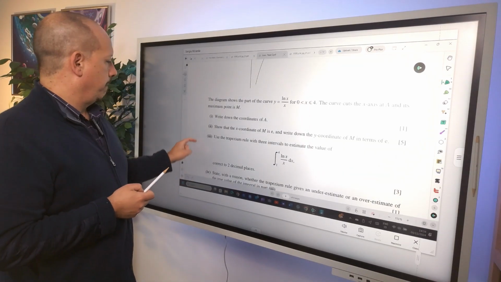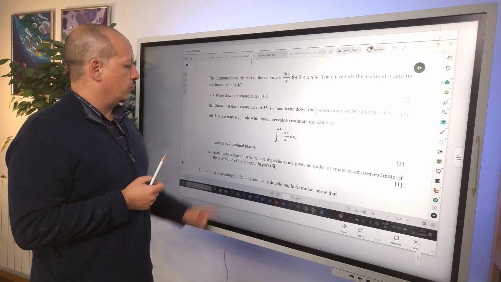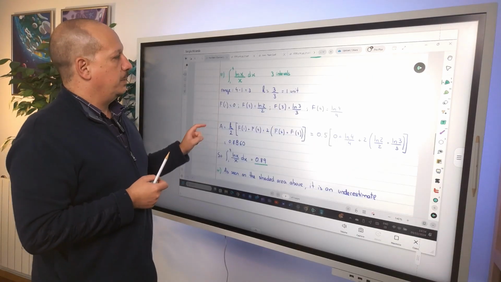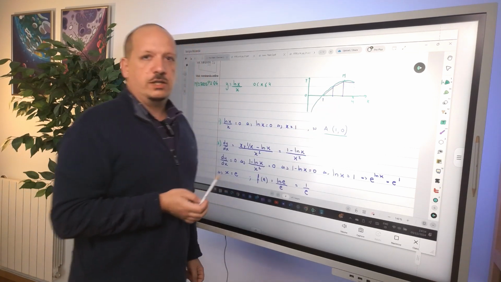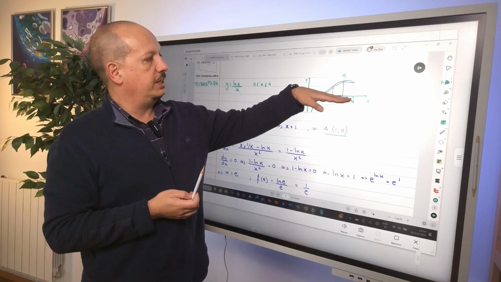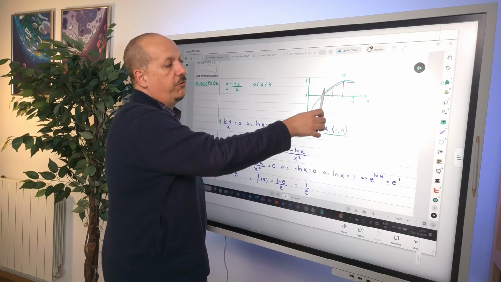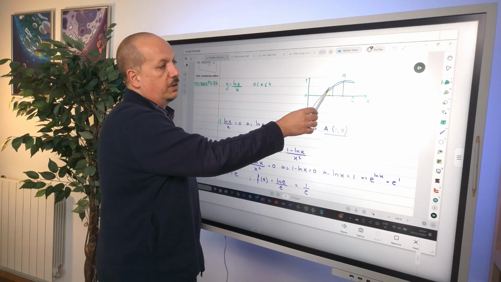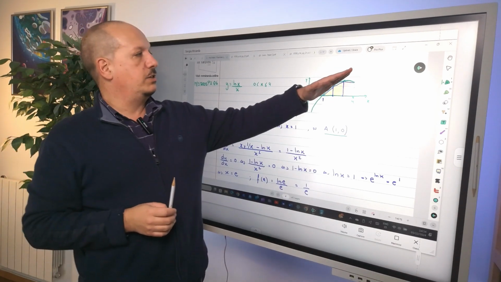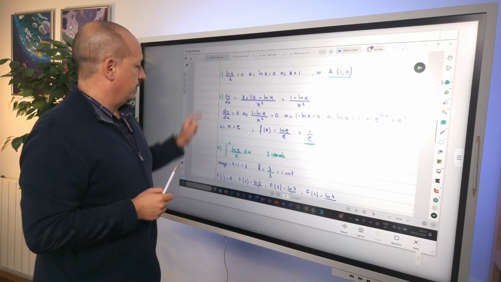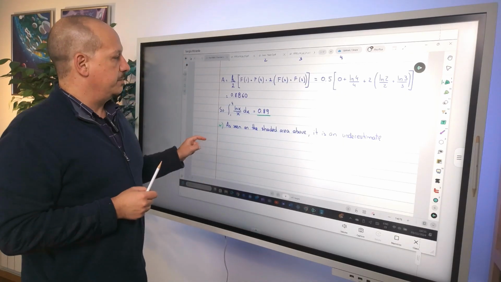Finally, state with a reason whether the trapezium rule gives an underestimate or an overestimate of the true value of the integral. Just by looking at the function and the trapeziums that you could write between the function and the x-axis, you'll see that the area that you just calculated is an underestimate of the true area of the curve, because it's not contemplating these little parts over here in white that are in between the top part of the trapezium and the curve. So the answer is that, as seen on the shaded area above, it is an underestimate.